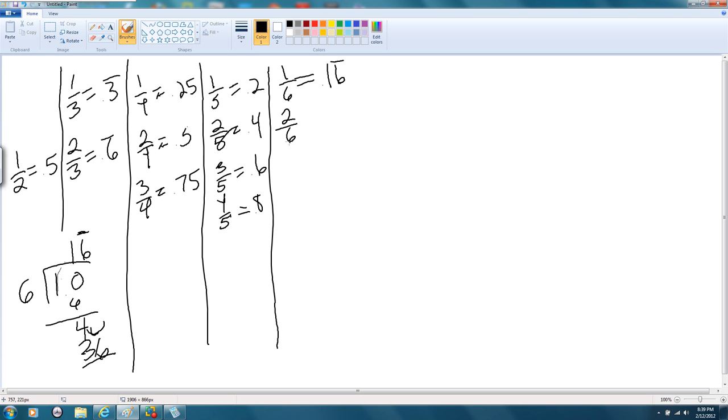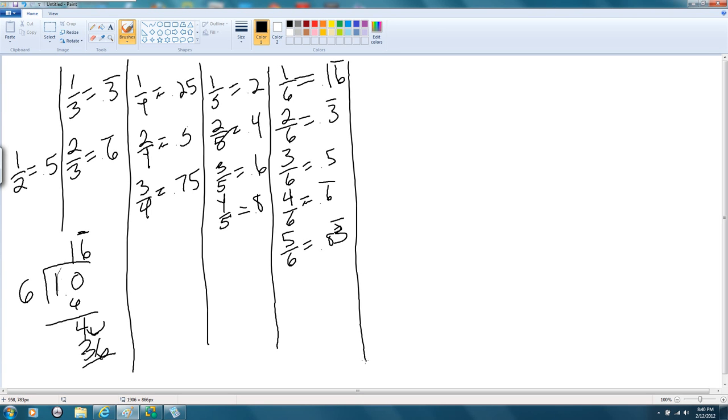2/6 is the same as 1/3 or 0.3 with the repeat bar. 3/6 is the same as 1/2 or 0.5. 4/6 is the same as 2/3, so it's just 0.6 with the repeat bar. I'll let you do the division here and then memorize it, but 5/6 is going to be 0.83 with the repeat bar over the 3.